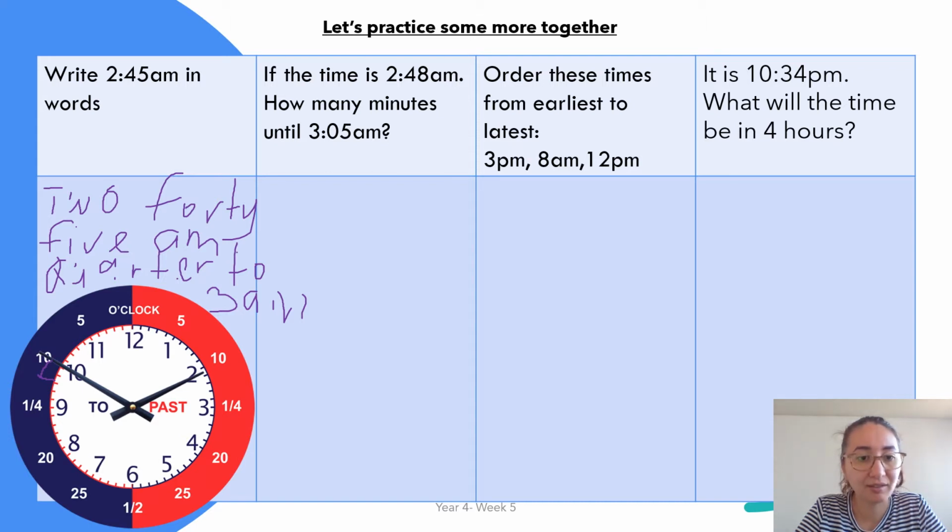10 or 5. So we've got 2:48. To get to the next main interval is 2 minutes. So let's put that here. We've got 2. Then we can skip count by fives until we reach 3:05. So we've got 5, 10, 15. Because here we go, we've reached 3 o'clock and then 5 minutes. So we've skip counted, so 5, 10, 15 minutes. So let's put that here, 2 plus the 15 minutes.